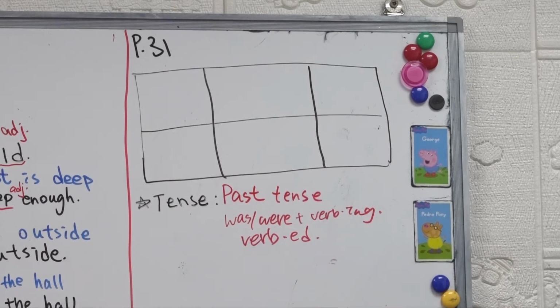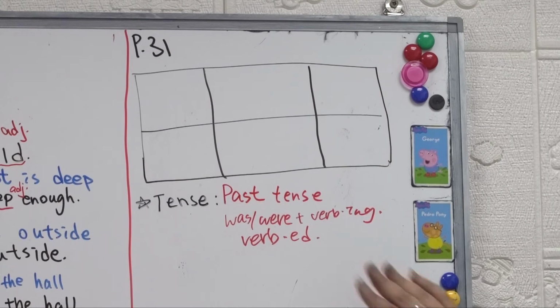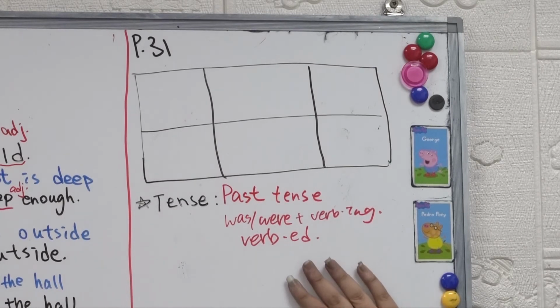So I'm gonna erase it. Can I erase this? Alright, let's have a look. Let's have a look at picture number 1, and look at the sentence. Long, long ago, there lived an elephant and a monkey in the forest.